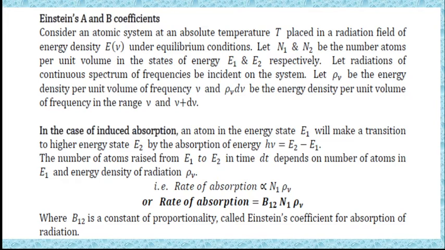Let radiation of continuous spectrum of frequencies be made to fall on the system. Radiation of continuous spectrum of frequencies is allowed to be incident on the system of two energy levels E1 and E2, having N1 and N2 number of atoms respectively.